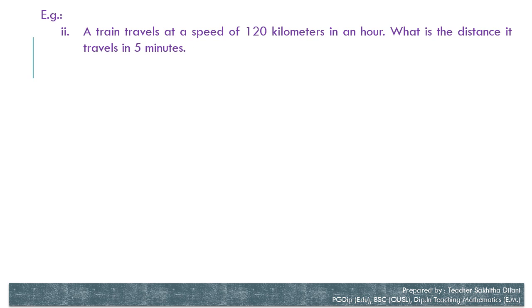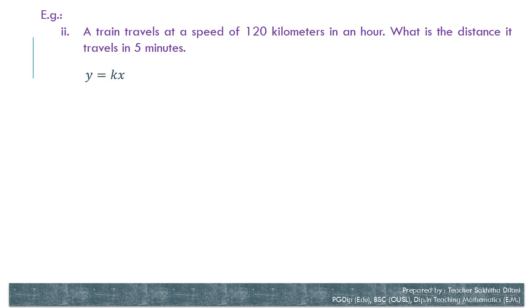Here, you may think, how do you select the values for x and y? We change the time and find the corresponding distance. The quantity we change is taken as x. That is the time. The other quantity is taken as y. That is the distance. So, y equals kx.